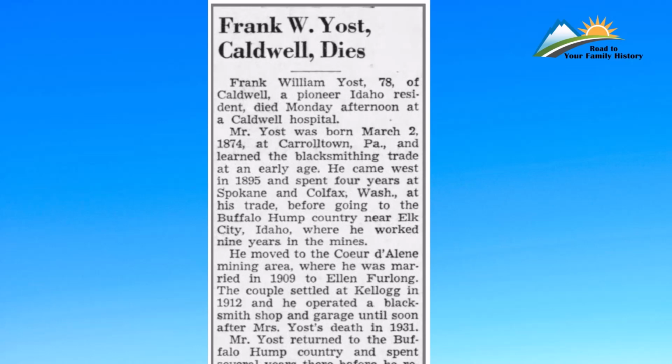Then he moved to the Coeur d'Alene mining area, and that's in Idaho too. You would need to look that up. But while he was there, he married in 1909 to Ellen Furlong. And there you have his wife's maiden name. But wait a minute, is that really her maiden name? What if she was married before this, and that's still the surname of her previous husband?